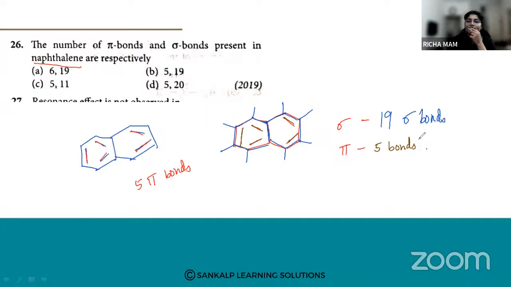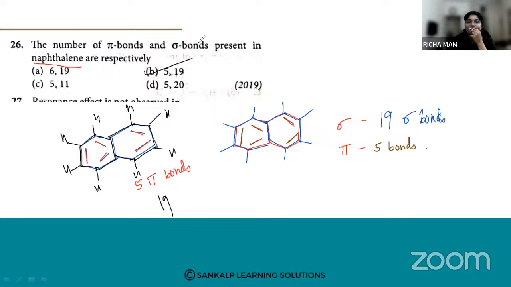Now going for the sigma bonds. So this is 1, 2, 3, 4, 5, 6, 7, 8, 9, 10, and 11. Now here 11, 12, 13, 14, 15, 16, 17, 18, 19. The hydrogens are there. So how many? It is 19 sigma bonds. So it is the second one.